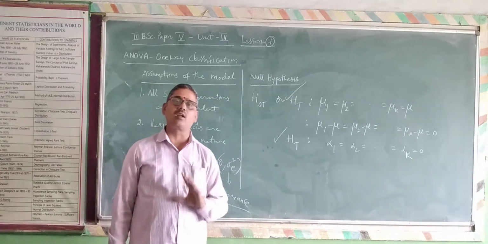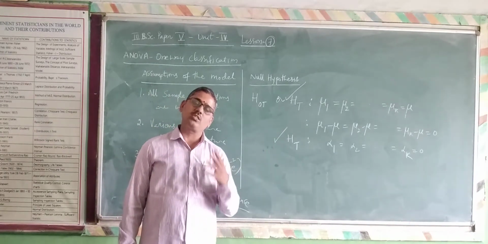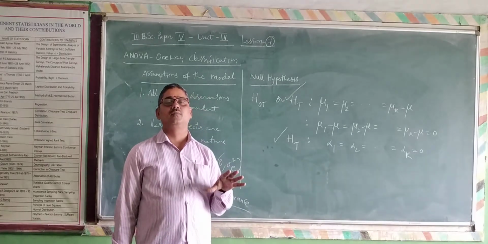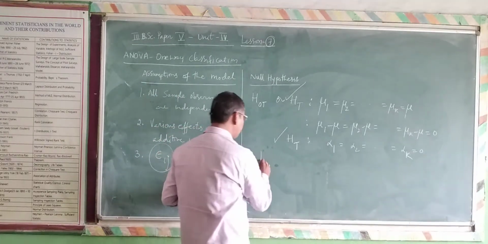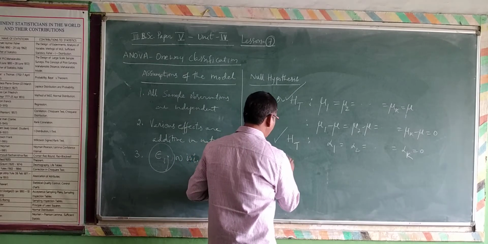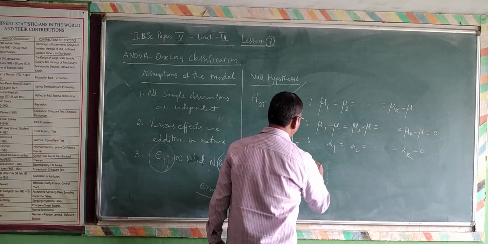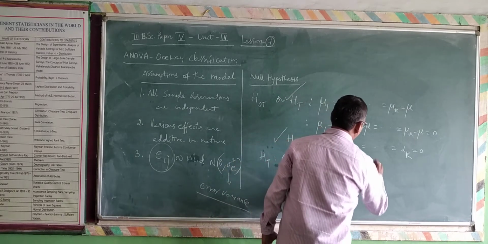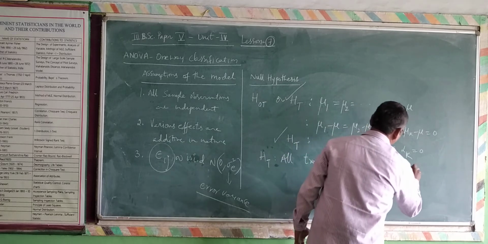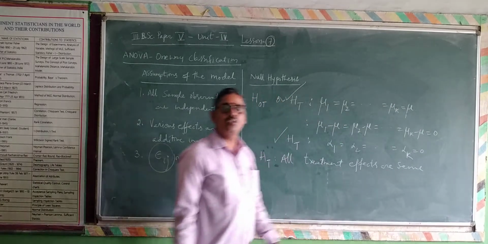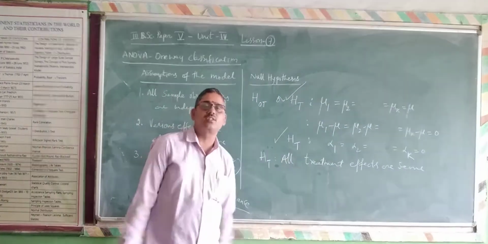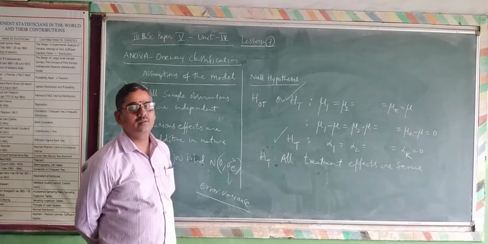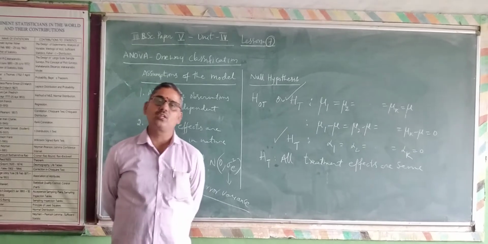What is the factor? Treatment. What is the statement of the null hypothesis? All the treatment effects are same. So Ht is nothing but all treatment effects are same. That is the null hypothesis H naught. Here we consider Ht. The null hypothesis H naught, or Ht, is that all the treatment effects are same.